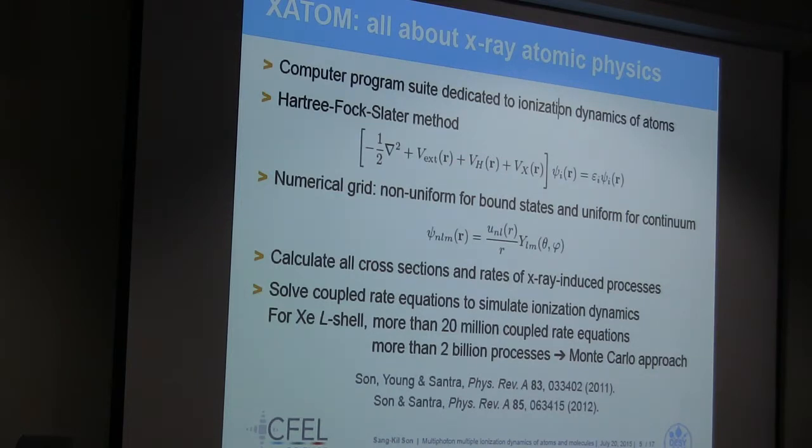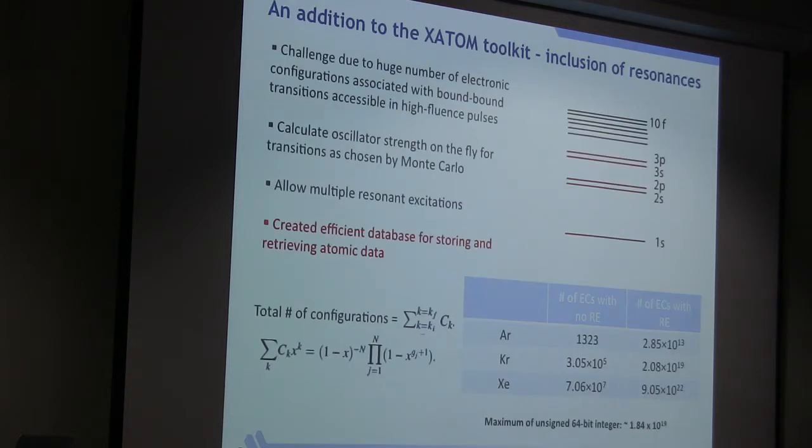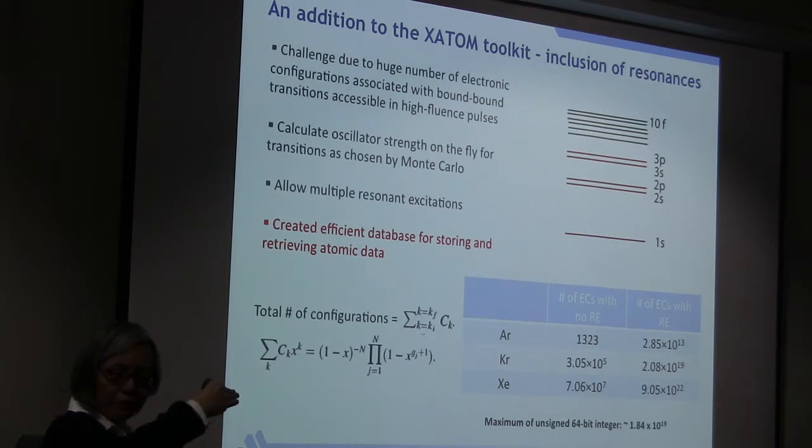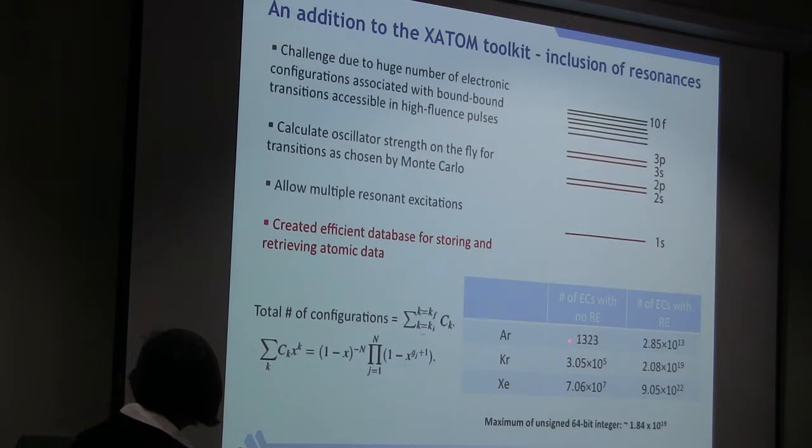And so what we thought is that it would be a nice contribution if we could actually take into account all those resonances. And this is something that Fei Ho and our group did just recently. And it's a huge challenge because of the number of electronic configurations associated with all possible bound-bound transitions in the atom. So here, for Argon, it's not so bad.